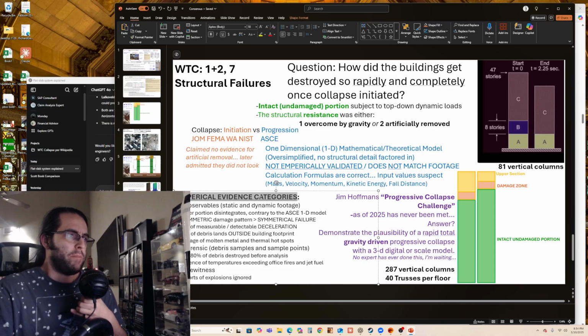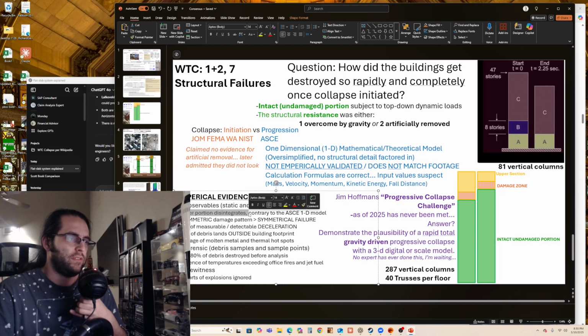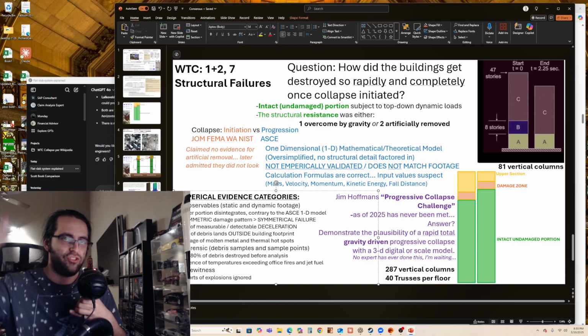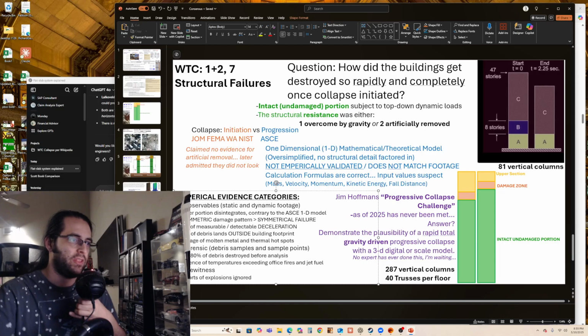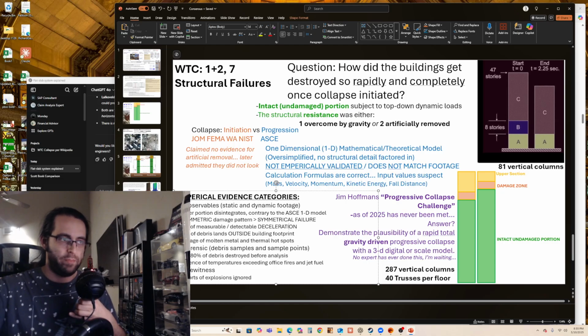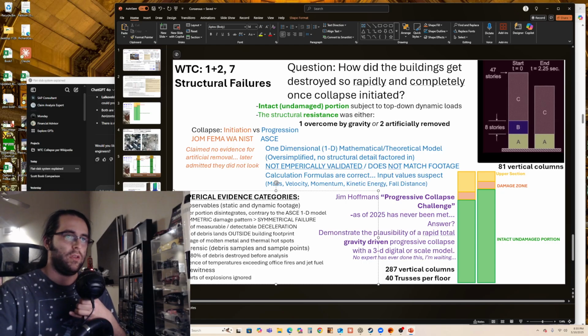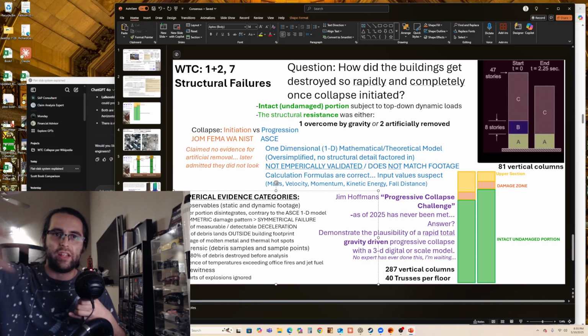So let's go with empirical evidence, starting with observables, static and dynamic footage. The upper portion disintegrates, as you saw in the video, contrary to the 1D models. The damage pattern was asymmetric, and even the initiation was asymmetric, which has been acknowledged. There's a slight tilting at the beginning, but the continuous rapid failure was symmetrical. There wasn't one half of the building that was remaining. Like the whole thing, the whole perimeter, everything just blew out on all sides.